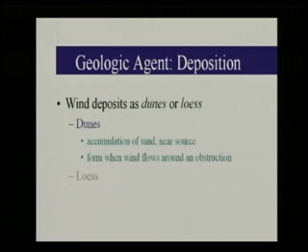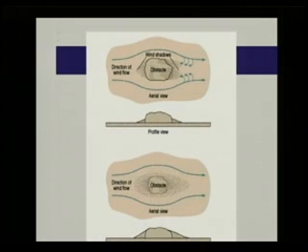Dunes form when wind flows around an obstruction. So, for example, here we have the direction of wind flow coming from the left. And note what happens when the wind flows around that obstruction. You have wind shadows created both in front of the obstruction and behind the obstruction. So with the lower velocity in the wind shadows, we tend to see deposition both in front of the obstacle and behind the obstacle.